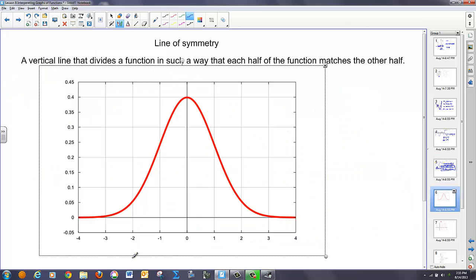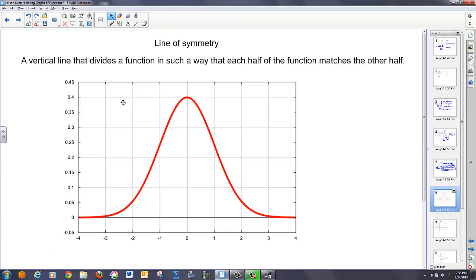Sometimes graphs have lines of symmetry, and as stated in this problem here, the line of symmetry is basically a line that divides the function in such a way such that each half of the graph matches the other half. So if I were to take and fold this graph over this yellow line right here, this being my line of symmetry, then the left side of the graph would flip right over to the right side of the graph and match.